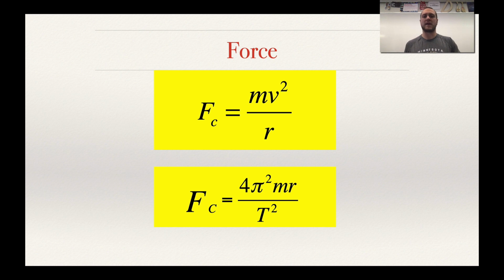Now, if you outright know the acceleration of the object, so if you know the centripetal acceleration and you know the mass, you can take the product of those two numbers and you don't have to go through these greater lengths if you already know what that quantity is.